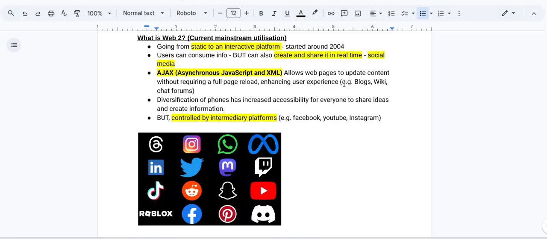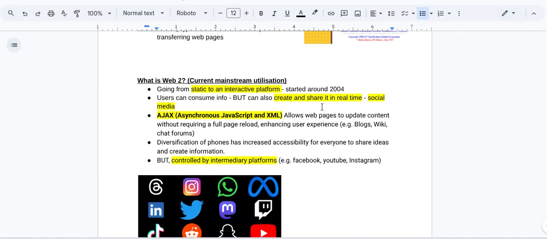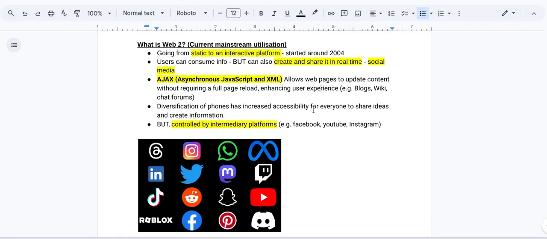without requiring a full page reload, enhancing user experience. So this could be like blogs, Wikipedia, chat forums, anything like that as well. And obviously over the last 15 years or so, diversification of phones has made it more accessible for people to share their ideas and create information with blogging, YouTube, Instagram, anything like that. And it's the most current mainstream utilization, the thing that's utilized.